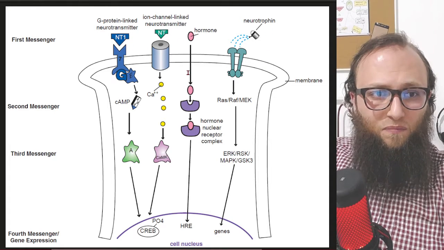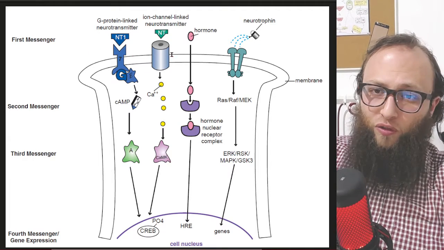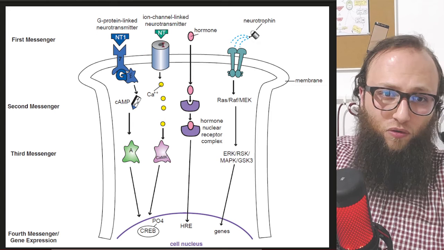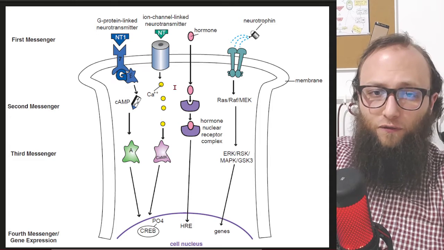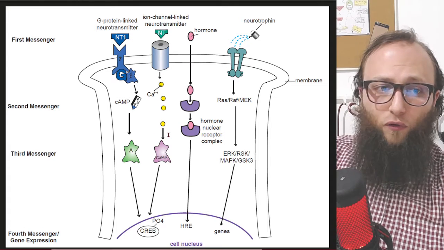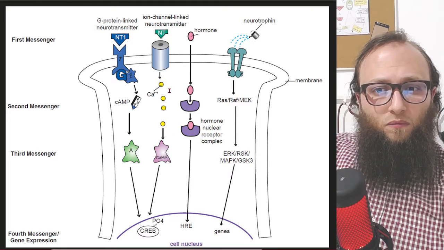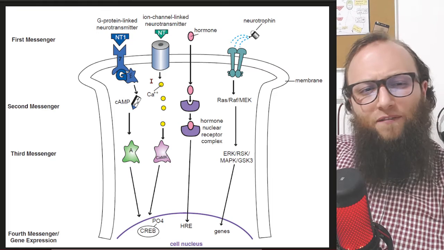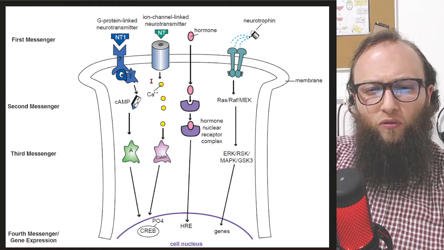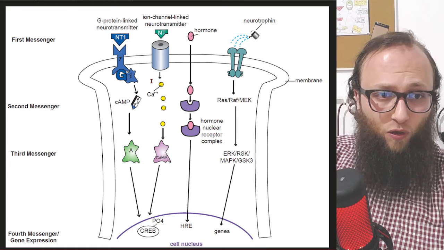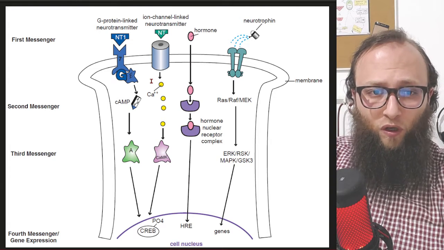Each of these systems begins with different first messengers binding to a unique receptor, according to the system, of course, leading to activation of actually very different downstream second, third, and fourth messengers, and subsequent chemical messengers. So having many different signal transduction cascades allows neurons to respond in amazingly diverse biological ways to a whole array of chemical messaging systems. So let's just talk about them one by one.